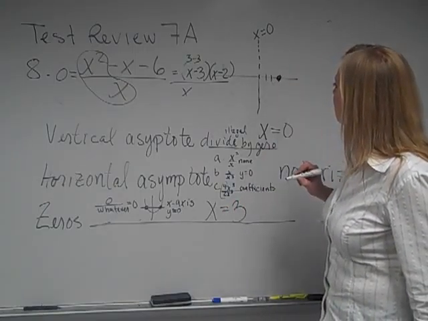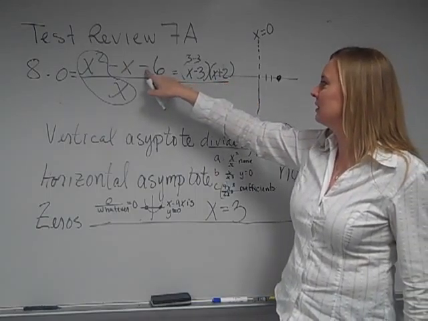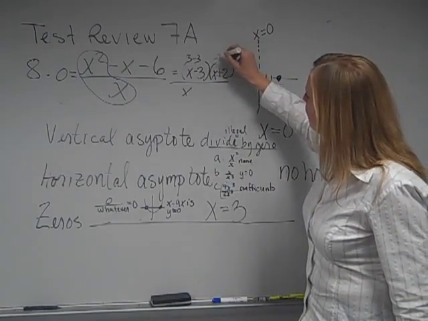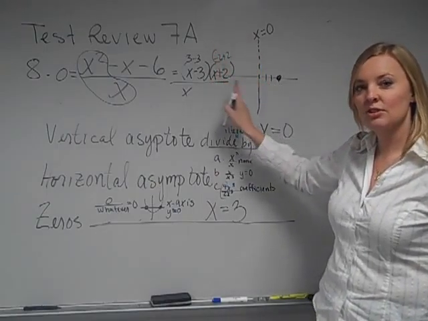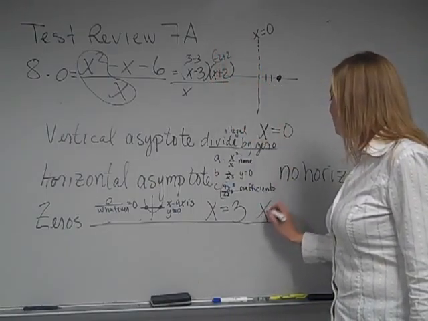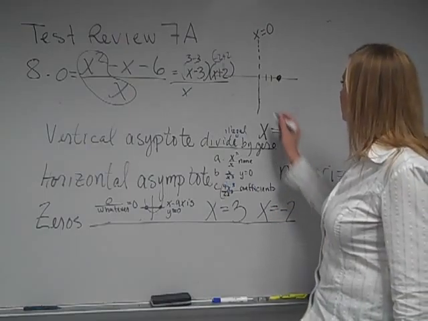This should be a positive 2. Negative 3 times positive 2 gives you a negative 6. Negative 2 plus 2 would make this factor 0. So you also have a 0 at x equals negative 2.